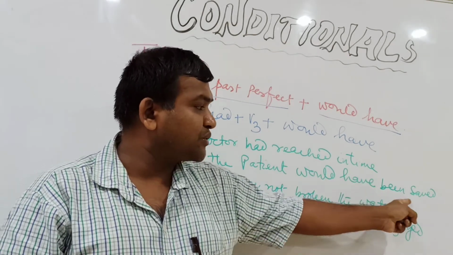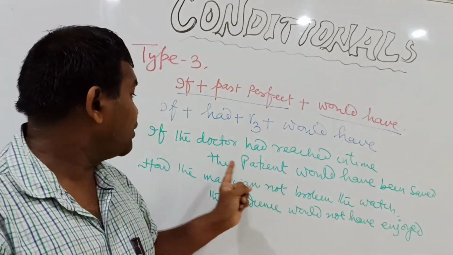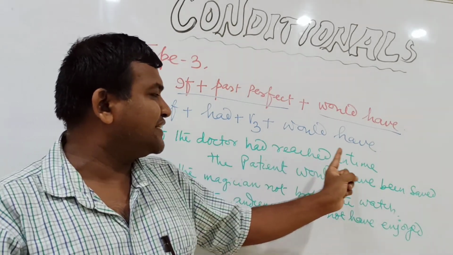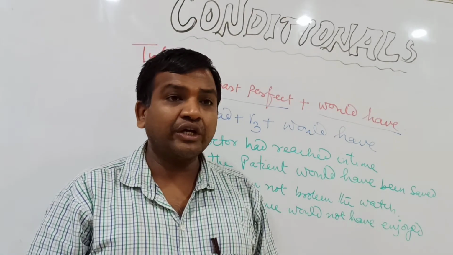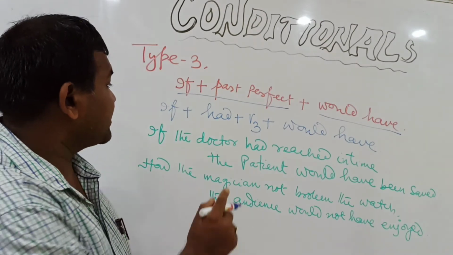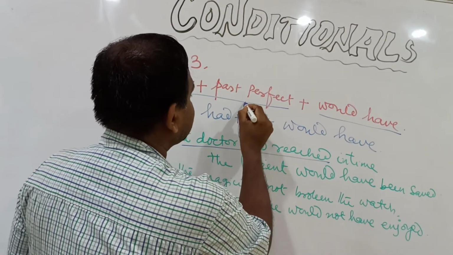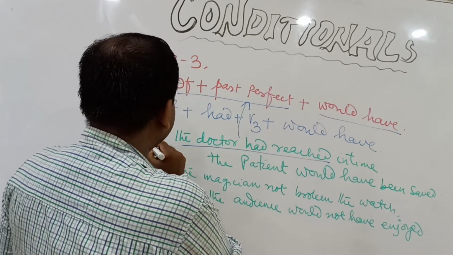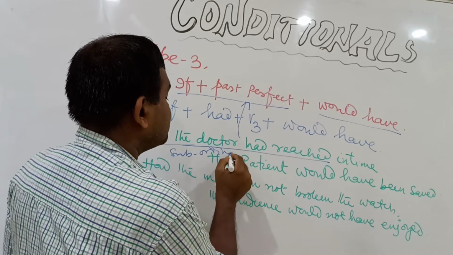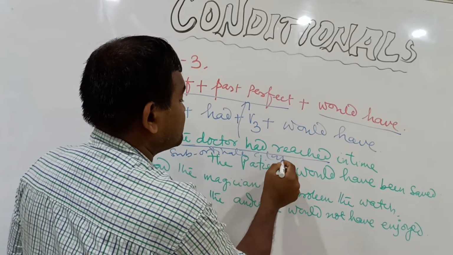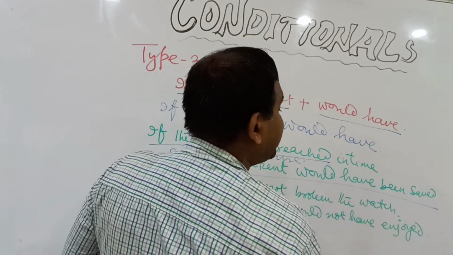"Would have been saved" here is actually passive; I have written it in passive. So, if the doctor had reached in time, the patient would have been saved. What happened? "The doctor had reached" is past perfect, and this is the subordinate clause.